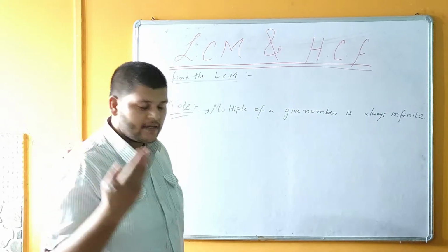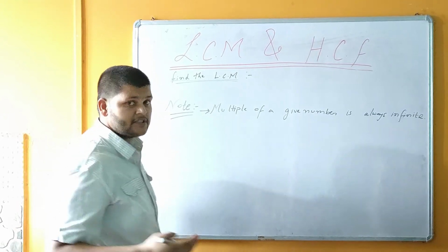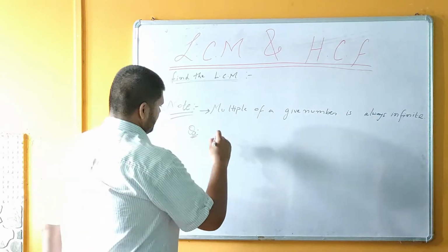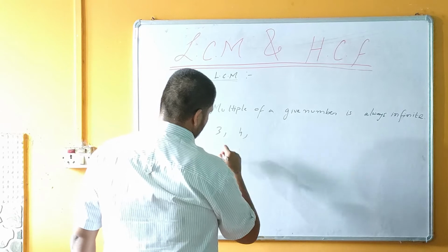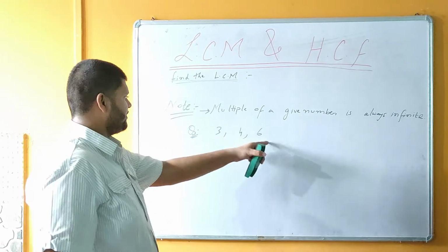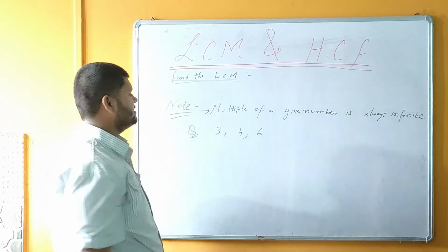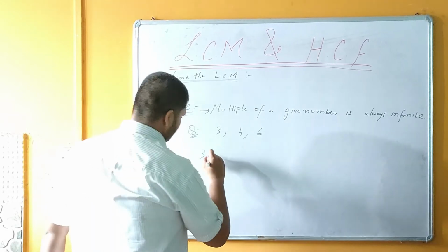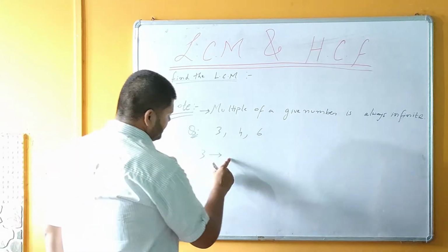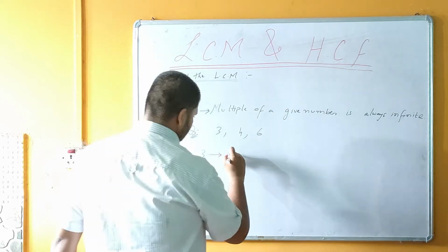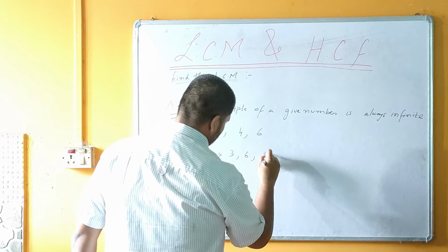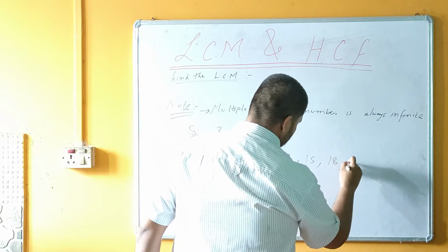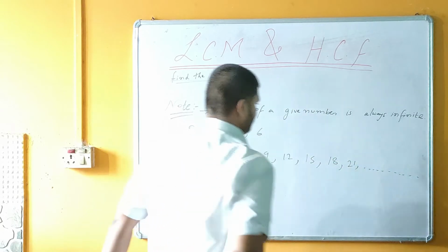Let us take another example. Here, for clear understanding, I am taking another example. Question: I am taking 3, 4 and 6. These are the three numbers and I would like to find the LCM of 3, 4 and 6. So what I will do, I will write 3 and then give an arrow and write the table for 3 up to infinity. That is 3 1s are 3, 3 2s are 6, 3 3s are 9, 3 4s are 12, 3 5s are 15, 3 6s are 18, 3 7s are 21. In this way I will continue up to infinity.